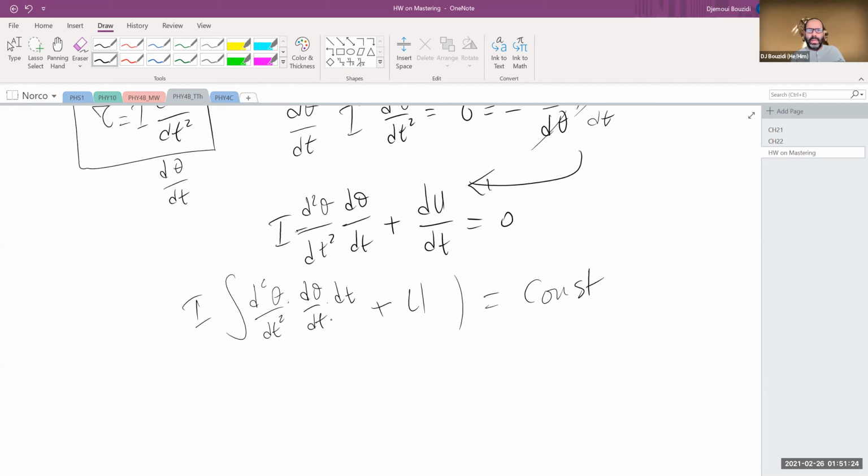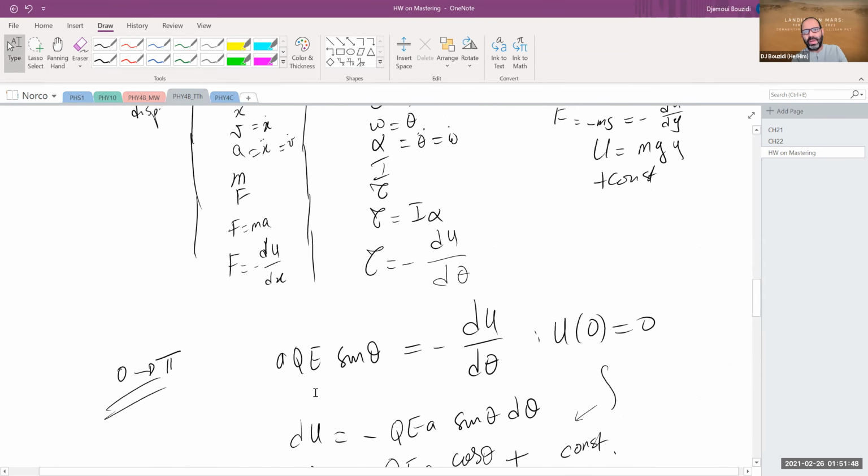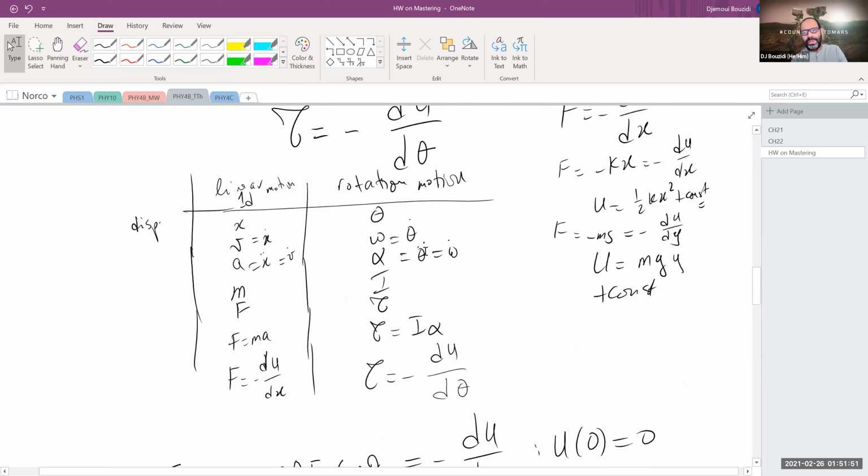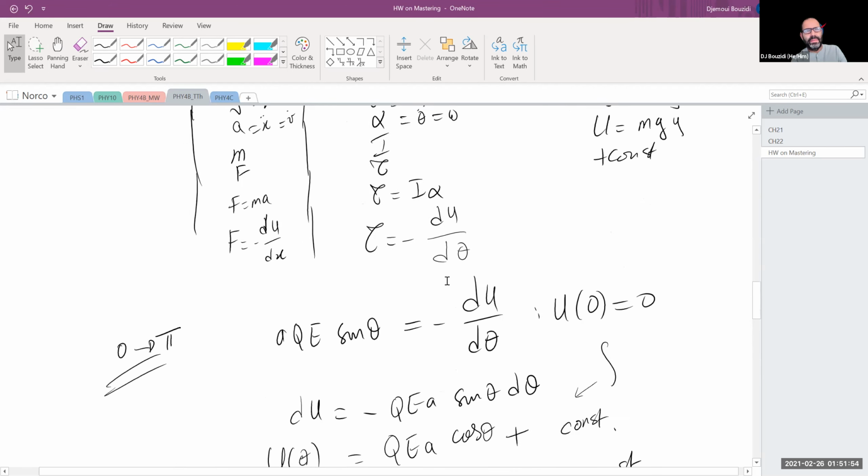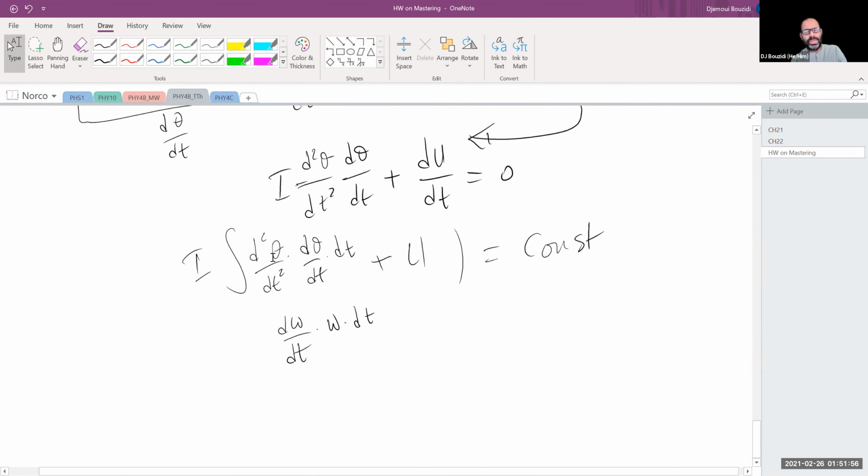Yes? This expression can be written a little easier as the derivative of the angular velocity with respect to t times the angular velocity, because this is omega times dt. Because alpha, which I wrote upstairs, is the derivative of the angular velocity, omega dot. So the second derivative of theta with respect to time is just d omega over dt. Yes? Does this make sense? So I just rewrote these terms.